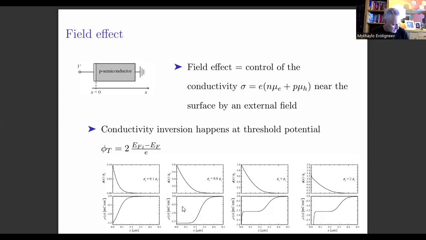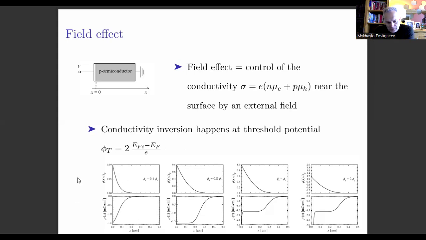Then, if your surface potential is increased further and it reaches the threshold value, which is twice the difference between the intrinsic Fermi energy minus the actual Fermi energy in the semiconductor divided by the elementary charge, you are starting to form the inversion layer. At this value of the surface potential, the threshold value, the concentration of minority electrons at the surface equals the concentration of majority holes in the bulk. So your inversion happens in the sense that your minority electrons become majority carriers at the surface, whereas in the bulk, electrons are still in the minority and always will be.